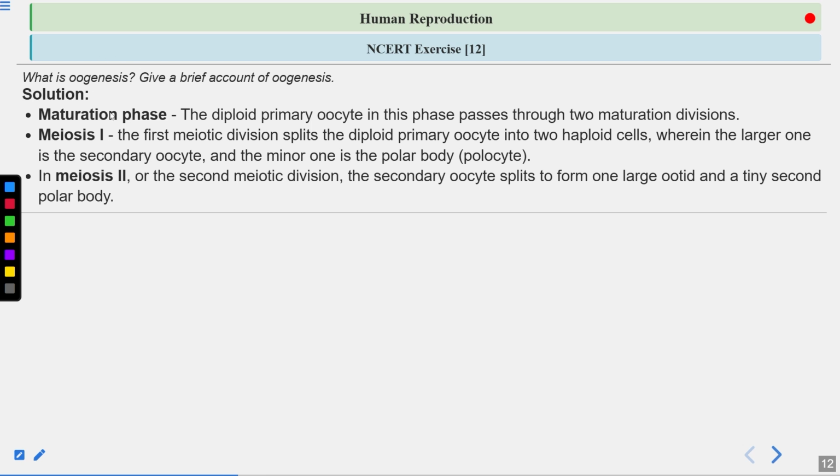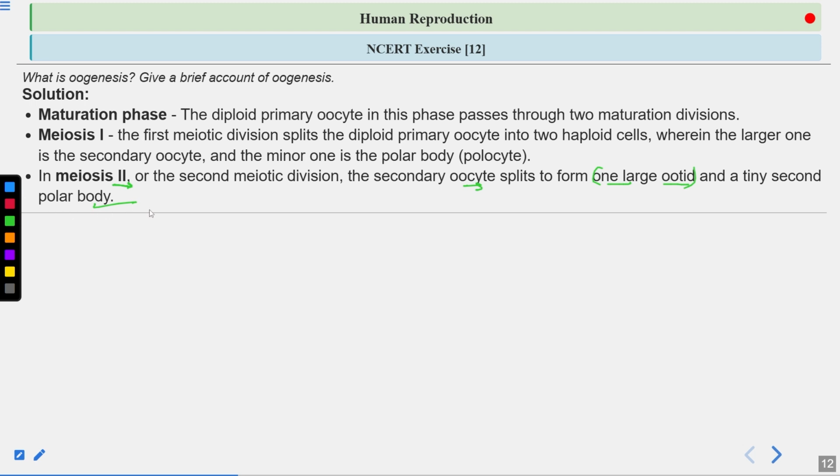Now what happens? In the secondary oocyte, meiosis 2 occurs. The secondary oocyte splits into one large ootid, also known as the ovum, and a tiny second polar body. This division is also unequal because a large ovum, also known as the ootid, and a tiny second polar body are formed. These polar bodies usually degenerate.